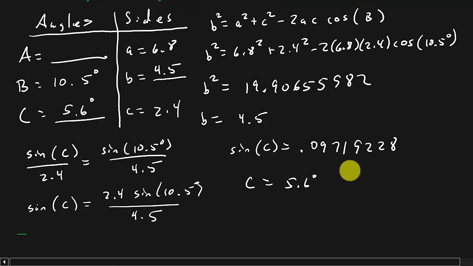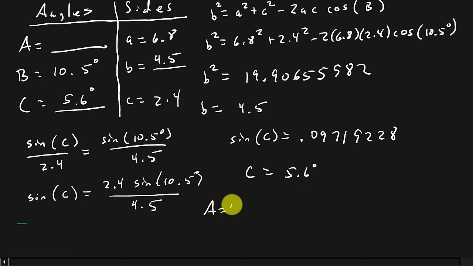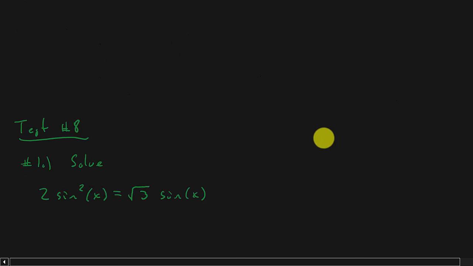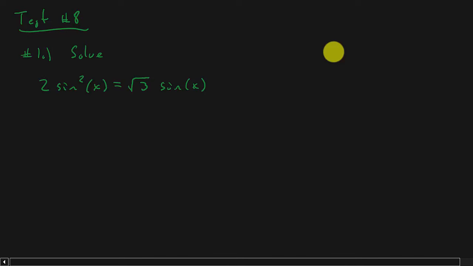All right. And then, of course, angle A, that's just 180 minus the other two angles. And that is going to be 163.9. So that's 163.9 degrees. All right, let's see what we've got now. Okay, we're on the last test now.